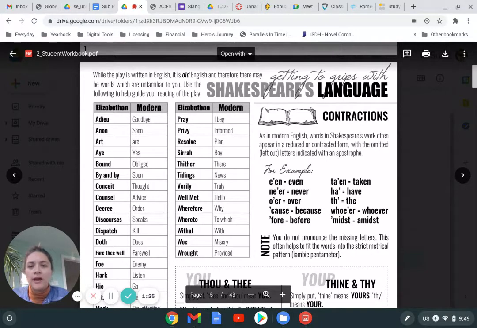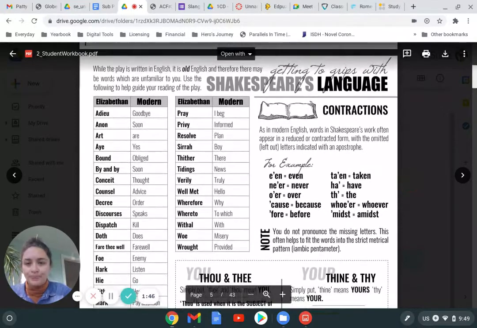What Shakespeare was writing in is called Middle English. So basically it went from Old English and then it started to evolve because England was now united and they all were starting to speak the same language. And so the language can still be kind of difficult to understand. And that's why I'm giving you this sheet to go through.